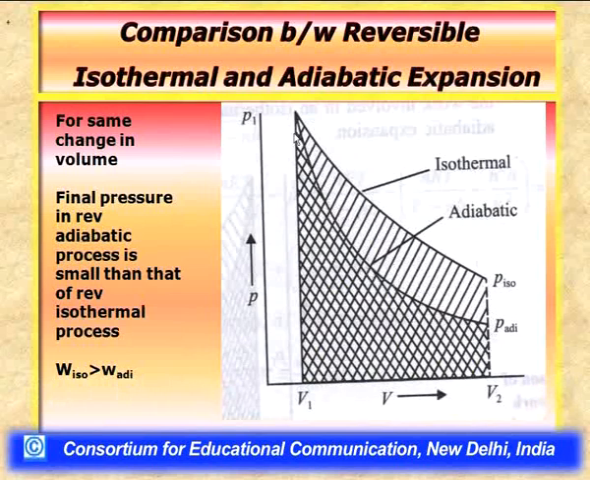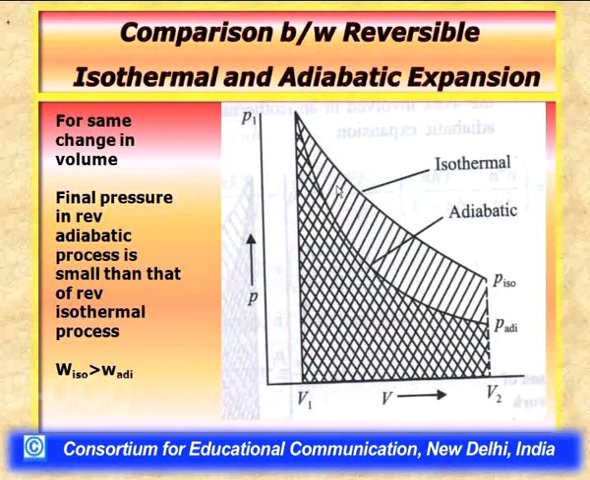So now it is very clear that the area bounded below these curves represents the work involved in the various processes, maybe the isothermal and the adiabatic. So we can see easily that the area bounded by the isothermal curve is greater than the area bounded by the adiabatic curve.